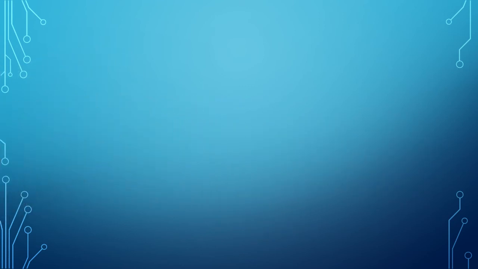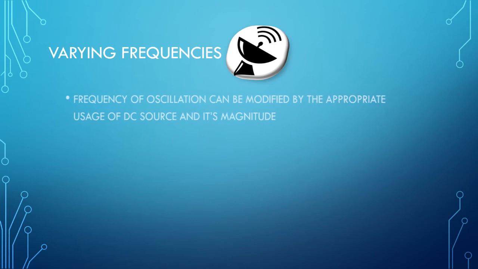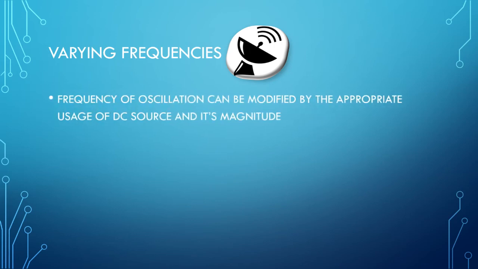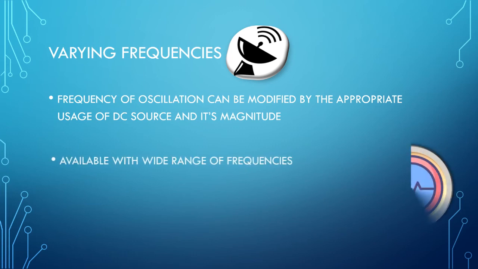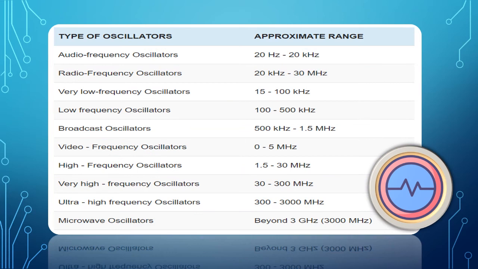Last but not least is varying frequencies. The frequency of oscillation can be modified by the appropriate usage of DC source and its magnitude. Therefore, the oscillators are available with a wide range of frequency. So, with different types of frequency, we could get different types of oscillators.